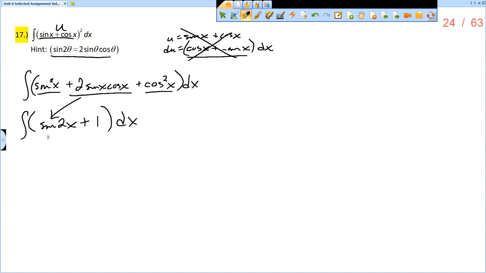All right, so now I have two things added together, so I'm going to integrate them separately. So I have the integral of sine of 2x dx plus the integral of 1 dx. All right, now the integral of 1, that's easy, that's just x. All right, but what about the sine of 2x? I'm going to need a u substitution. So u equals 2x, which means that du is 2 dx.